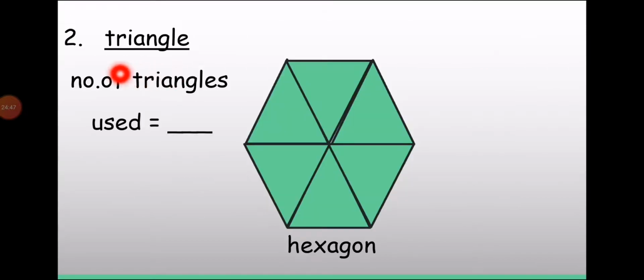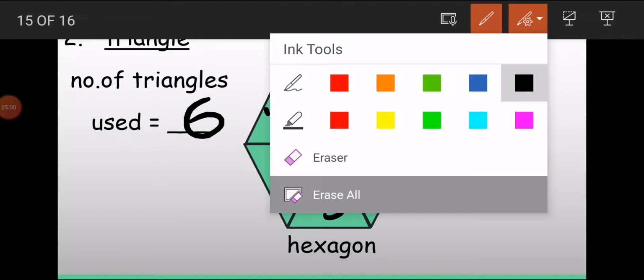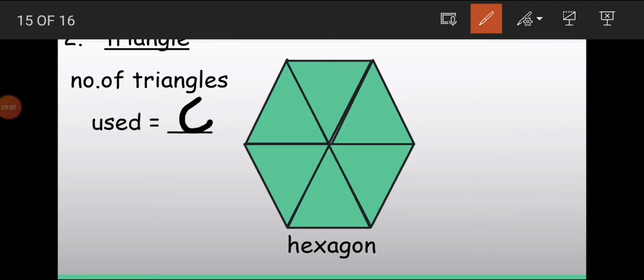Now the next one, it's triangle. Number of triangles used. Now I have made again a shape with the help of triangles. Count the triangles with me. 1, 2, 3, 4, 5, 6. I have used 6 triangles here.